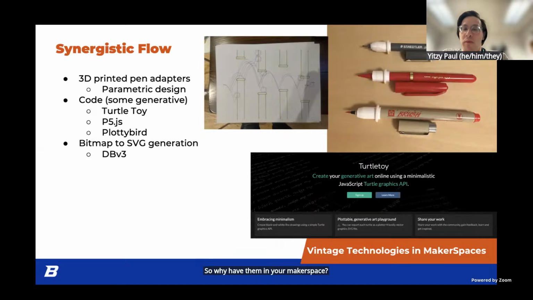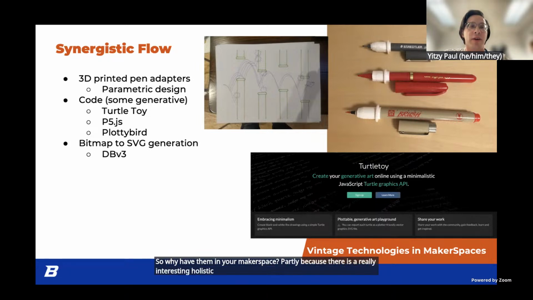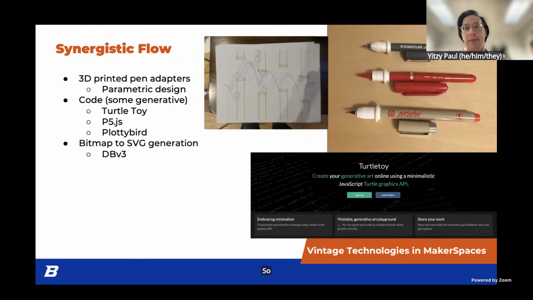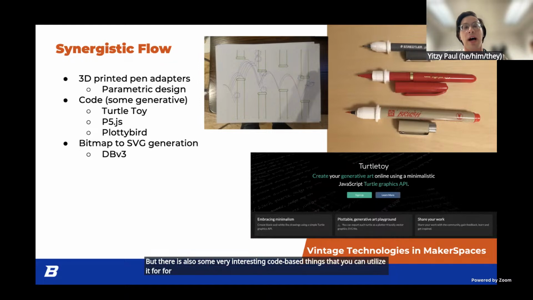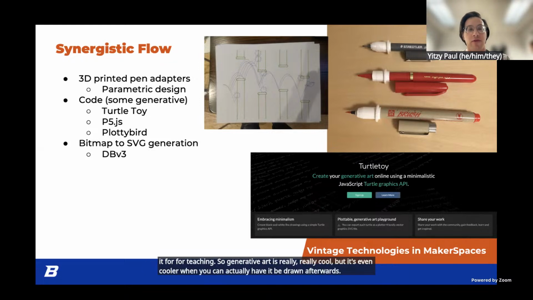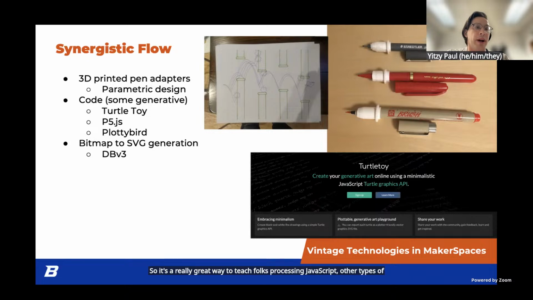Partly because there is a really interesting holistic, or what I call synergistic, flow that can happen in makerspaces with these pieces of technologies. So for pen plotters, you can 3D print a fix to it. But there's also some very interesting code-based things that you can utilize it for teaching. So generative art is really, really cool, but it's even cooler when you can actually have it be drawn afterwards. So it's a really great way to teach folks Processing, JavaScript, other types of code-based software, and give them a physical item at the end of it.